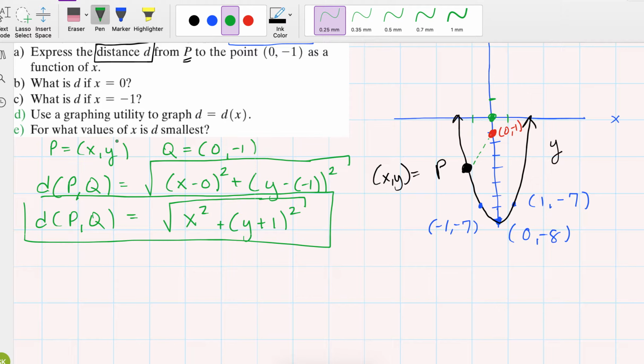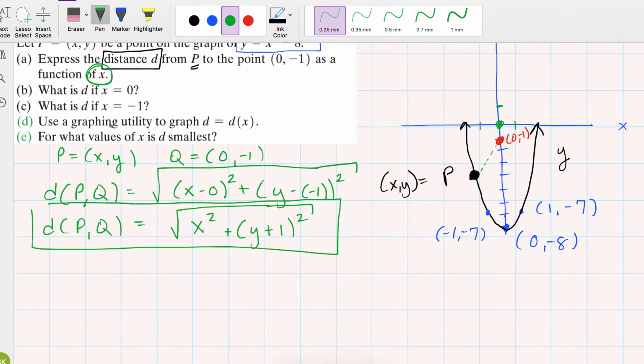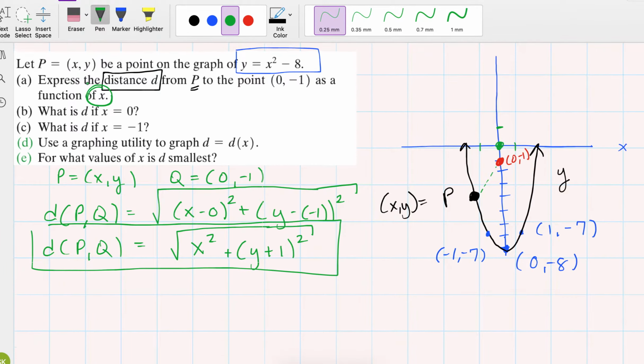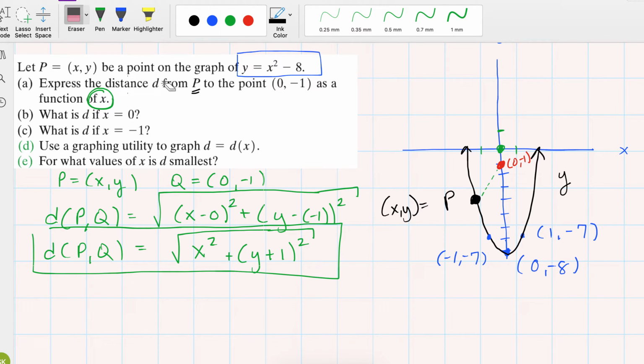Q is fixed. Now here, for this particular point P, I'm not telling you any relationship between x and y, but this could be any point in the plane. But I specifically want the point on this parabola. And what I want to do is take this function d and have it just contain the variable x. In other words, I want to get rid of this y. I don't want any y's in my function, because that's what this problem says: express the distance d from this point P to this point as a function of x. Not as a function of x and y, just x.